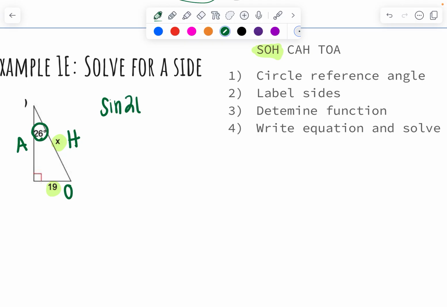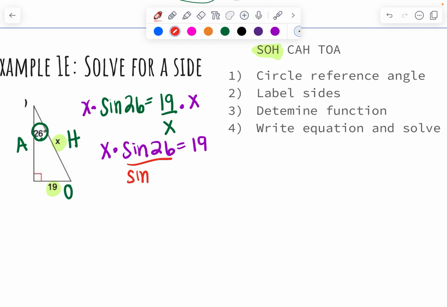So sine of 26 equals opposite, which is 19, over hypotenuse, which is X. So to get X alone, first I need to get it out of the denominator by multiplying both sides. And I get X times sine of 26 degrees equals 19. And then to get X by itself, we'll divide by sine of 26, which means X is 19 divided by sine of 26.